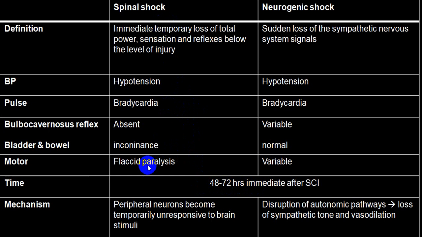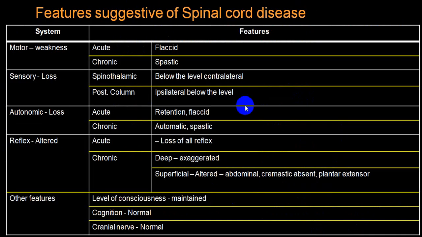The mechanism in spinal shock is that the peripheral neurons become temporarily unresponsive, while in neurogenic shock the autonomic pathway is affected. So there is a loss of autonomic control, that is, sympathetic tone and vasomotor tone. You get vasodilatation and loss of sympathetic tone, which will produce hypotension and bradycardia. So that is the difference between those two. Whenever you get acute spinal cord disease, you will have flaccid paralysis. If there is chronic spinal cord damage, it will be the spastic variety.